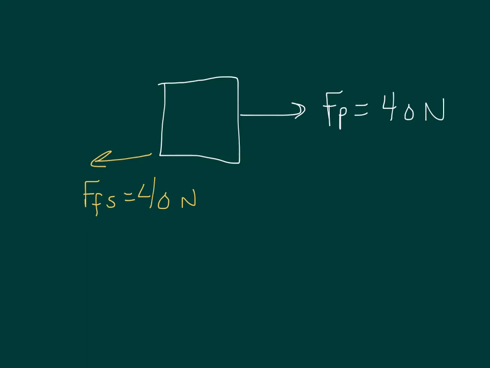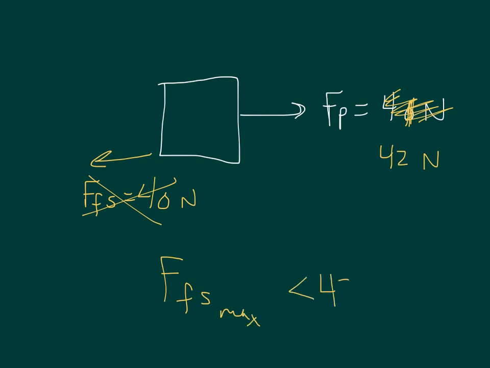Let's say now, hypothetically, it took 42 newtons to move it. That's what it ended up taking, 42 newtons. Then I know as a result that FFS max is something less than 42 newtons. That's all I know. I don't know that it's exactly 42. Maybe it's 41.9. Maybe it's 41.99. Maybe it's 40.7. Okay, maybe I didn't check numbers like 41.